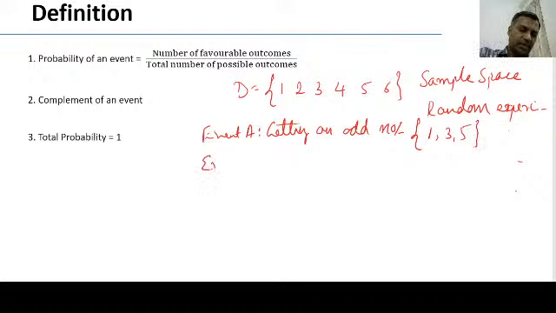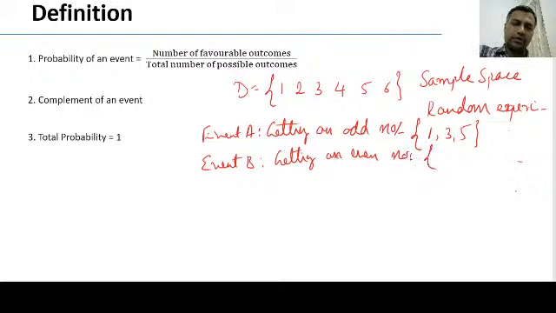What is event B? Let's define a couple of events. These are called events, just in case you had forgotten. Event B is getting an even number. Therefore, what are the favorable outcomes? 2 is favorable, 4 is favorable, 6 is favorable.